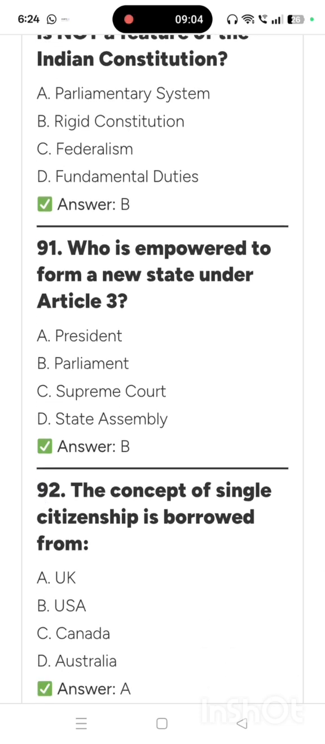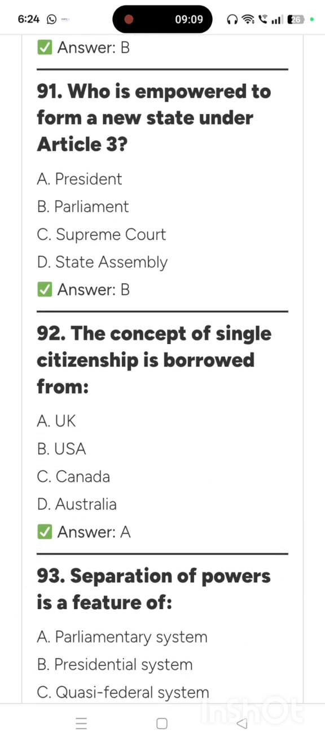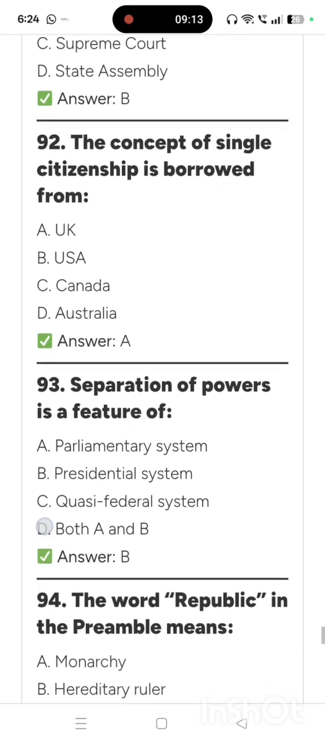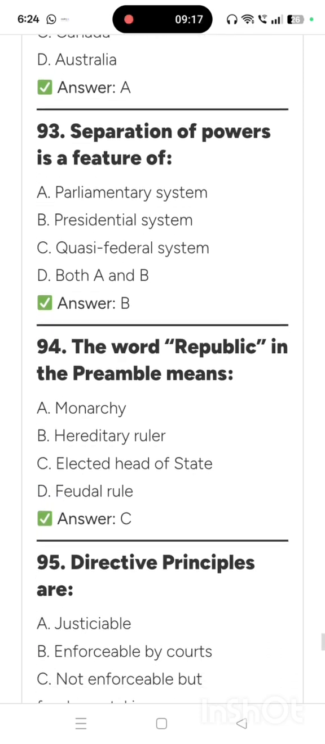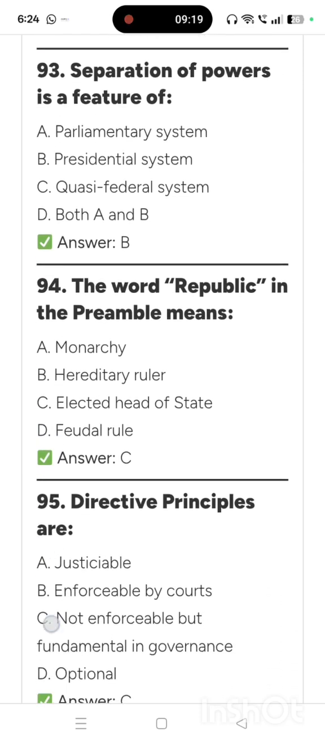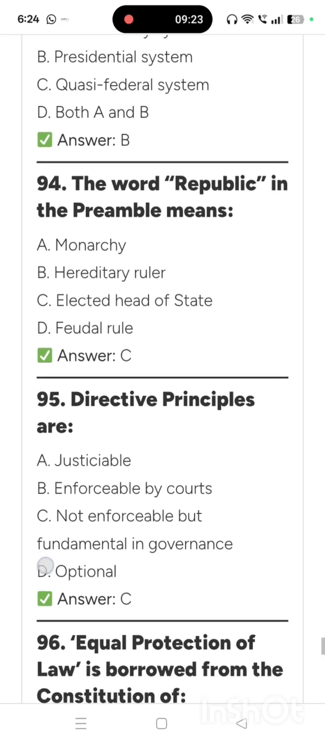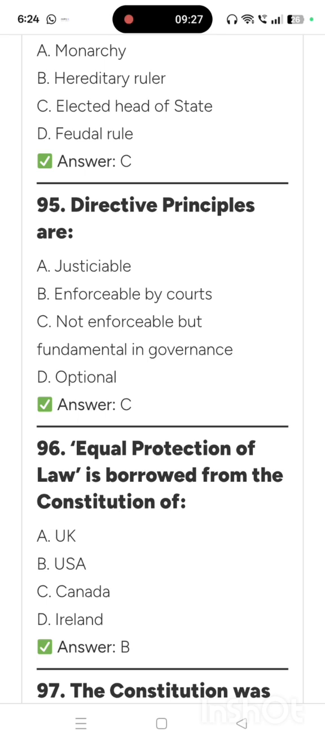Who is empowered to form a new state under Article 3? That is the Parliament. The concept of single citizenship is borrowed from UK. Separation of powers is a feature of presidential system. The word republic in the preamble means elected head of state. Directive principles are not enforceable but fundamental in governance.